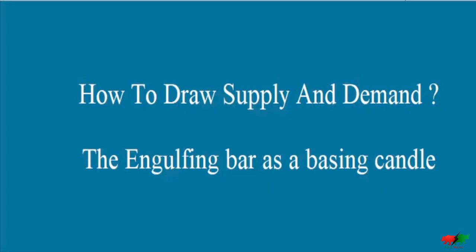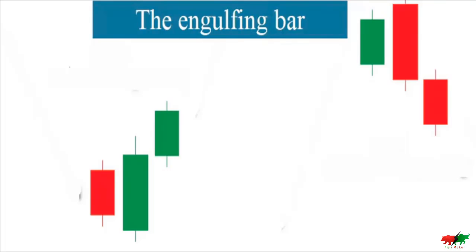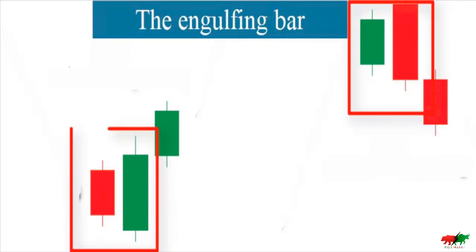Hi everyone, in this course we are going to learn how to use the engulfing bar candlestick pattern as a basic candle. The engulfing bar candlestick pattern is formed by two candles. This pattern has a pretty easy to recognize structure. It consists of a candle which gets engulfed by the next candle, and to get a valid engulfing pattern, the first candle should completely fit inside the body of the next candle.